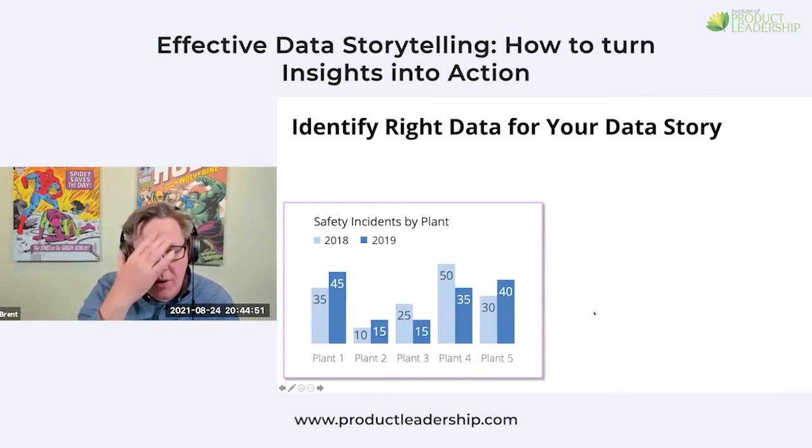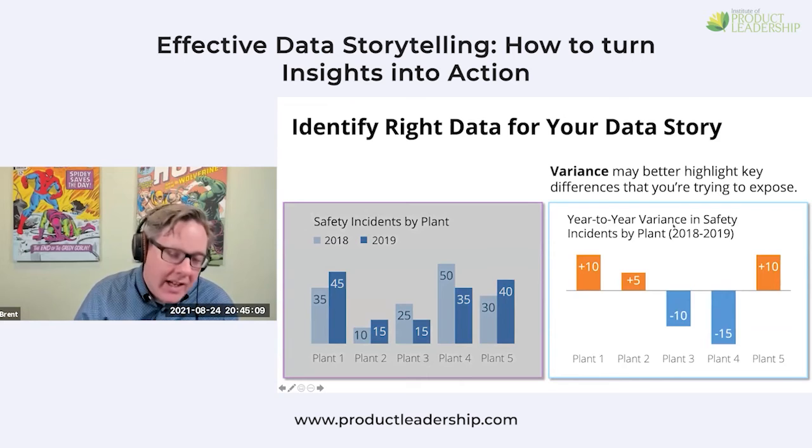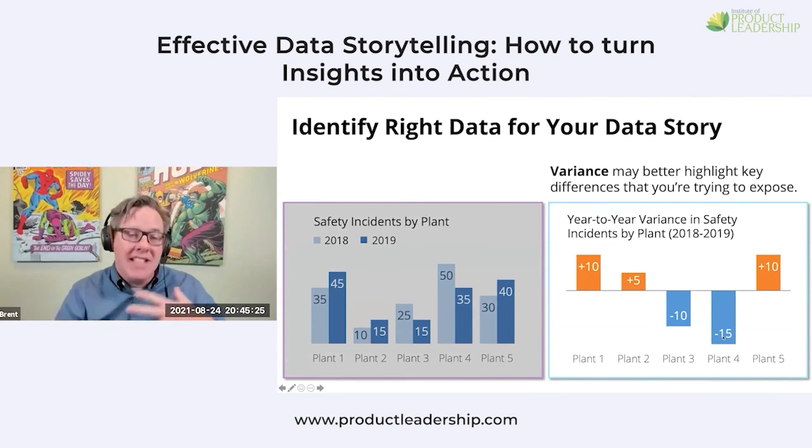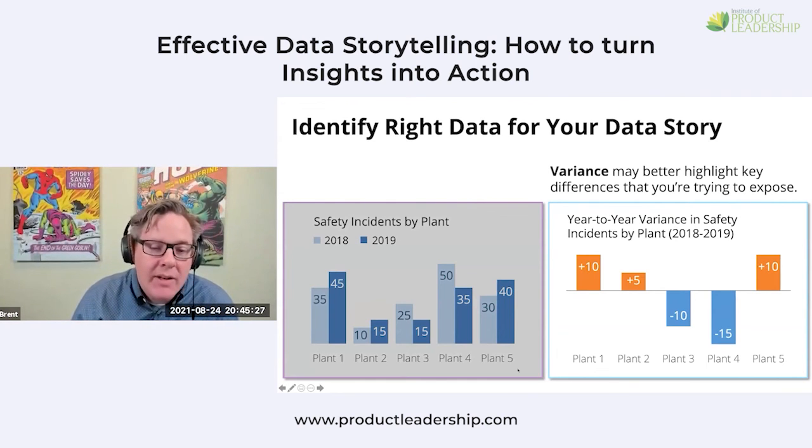Another thing we might want to do in terms of helping people to look at data: here, this chart is not bad. It's showing safety incidents by plants. Now, if we want people to discern which plants are performing well or badly, maybe we do the math for them and we do the year-to-year variance between each of these. And so we can clearly see, okay, plants 1, 2, and 5 are actually up in terms of safety incidents, which is not a good thing. And then plants 3 and 4 are actually down in terms of their incidents. So we can facilitate their views of the data by doing these different things.